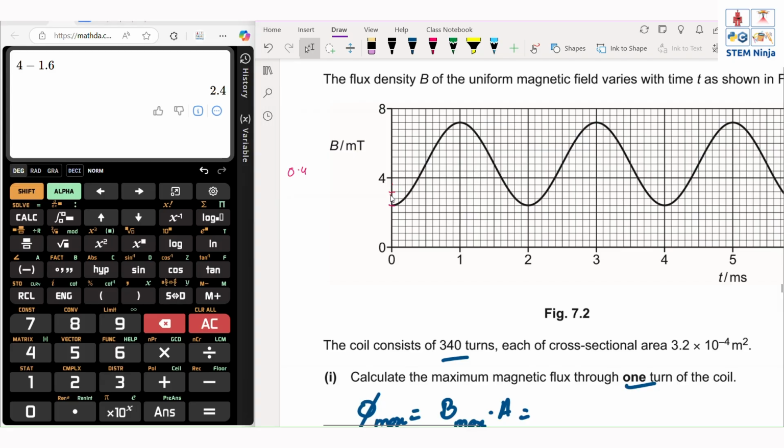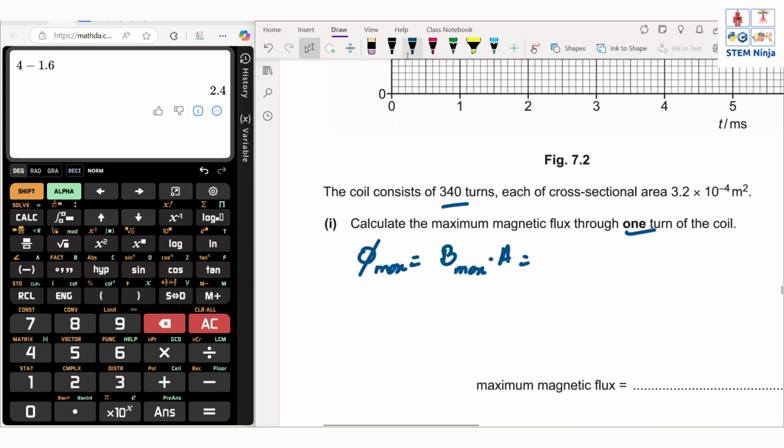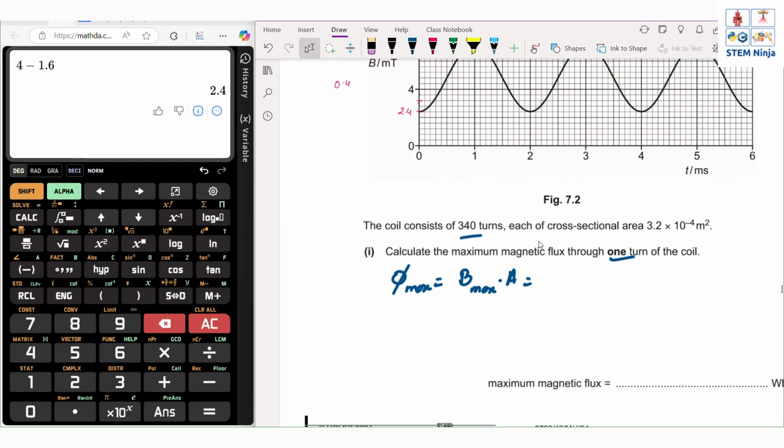So 0.4, 0.4, 0.4, 0.4, so 2.4. Okay. Oh, no, sorry. No. So, and this would be 8 minus 0.8, 7.2. So 7.2 is responsible for that. So, and also this is millitesla.